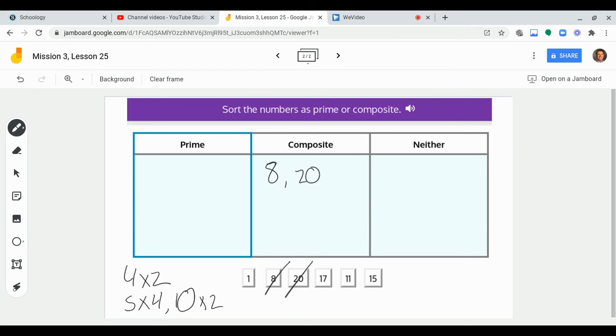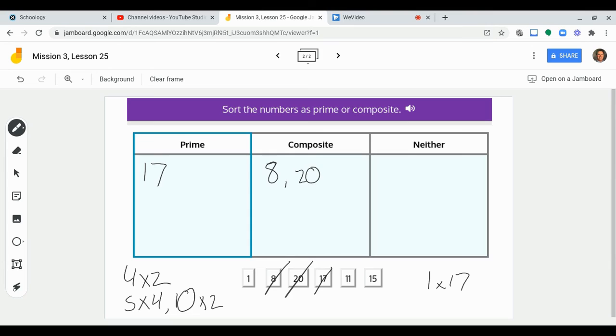What about 17? What can I multiply together to get 17? The only thing that I can come up with is 1 times 17. There's no other option of numbers for me to multiply together to get 17. Therefore, that makes 17 a prime number, because the only factors of 17 are 1 and 17. So that's what you're thinking. If the only factors of a number are 1 and the number itself, it's prime.